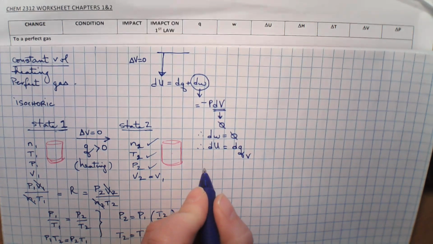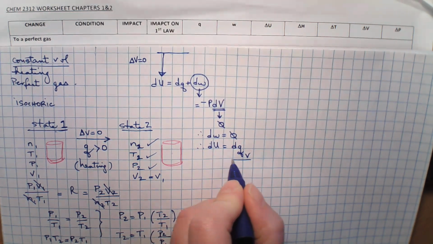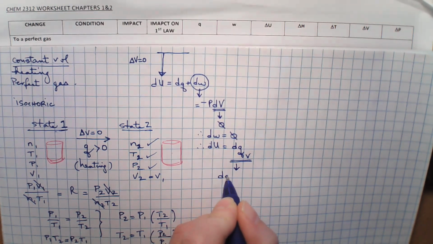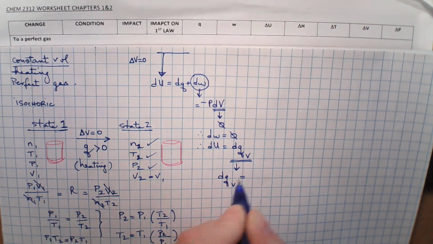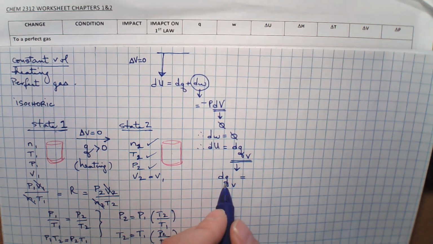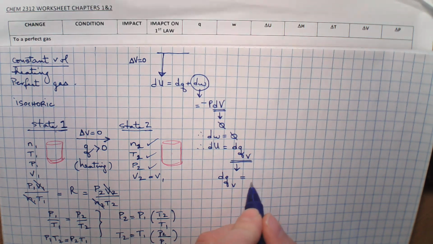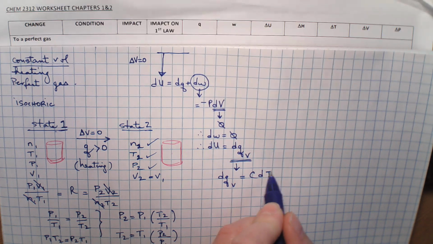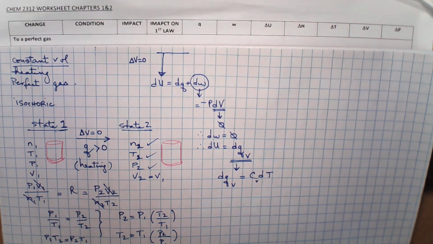Now remember that this dQ sub V is equal to something. dQ sub V is equal to what? Think about it. When heat enters or leaves a system, it will affect a temperature change. Just how much of a temperature change depends on the heat capacity of the substance. And so this is equal to C dT, at constant volume.